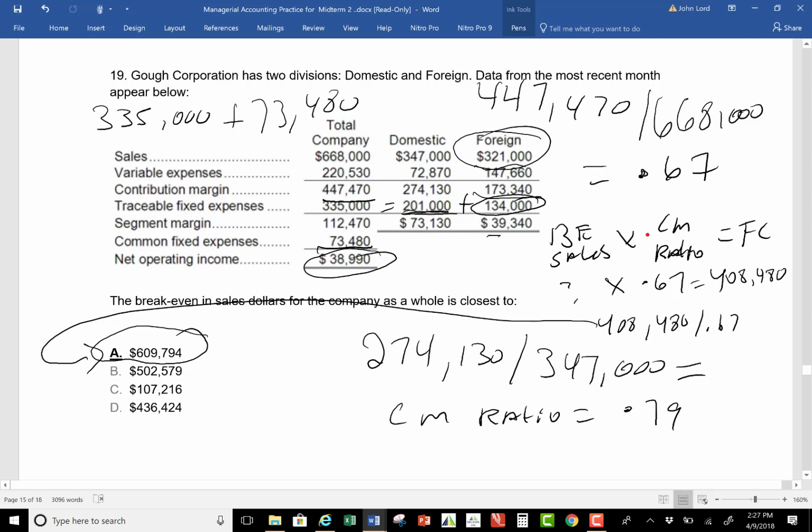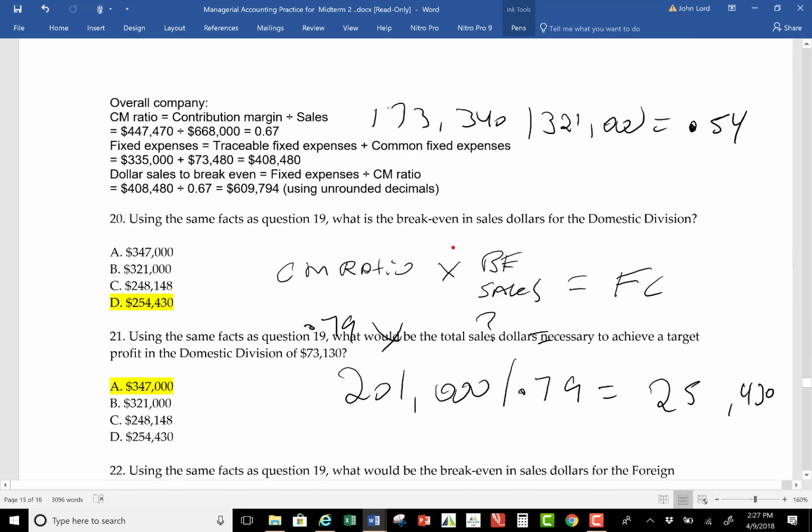Okay. So if we look back at this domestic division, it has sales of 347, variable costs of 72. So we have a contribution margin for the domestic of 274,130. We take the 274,130, divide it by the sales. We get a contribution margin ratio of 0.79, don't we? Yeah. Okay. So you take that contribution margin ratio, 0.79. Notice they have fixed cost of what? 201,000.